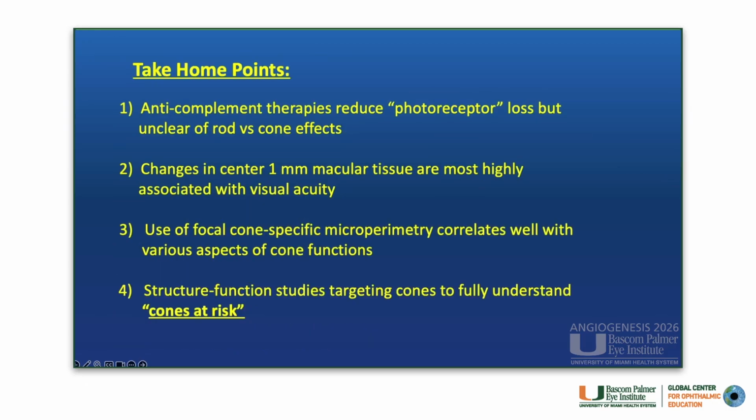So the take-home message is that anti-complement therapies reduce photoreceptor loss, but the rod versus cone effects are unclear. We've demonstrated that the center 1 millimeter of macular tissue is most highly correlated with visual acuity, and thus interrogating that center 1 millimeter with a cone-specific microperimetry can teach us something about cone function and cone sensitivities. And so we're ultimately wanting to understand fully this idea of cones at risk.